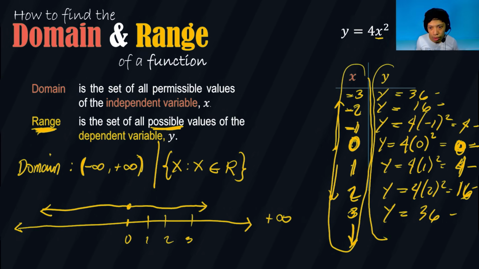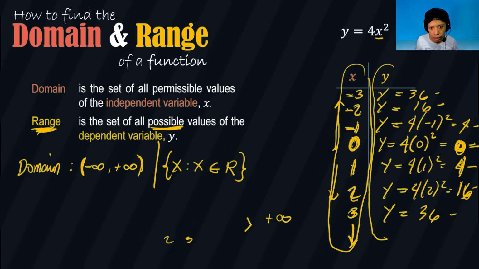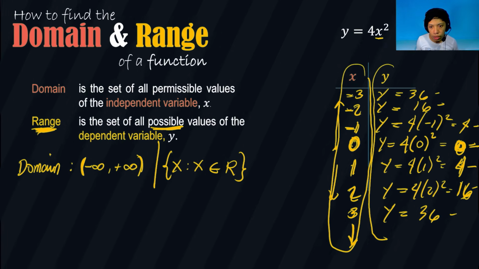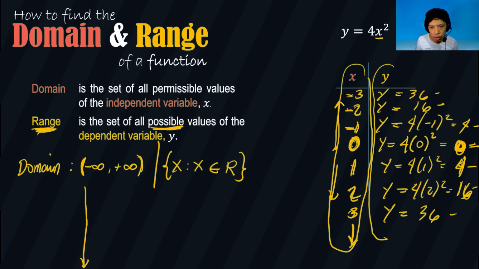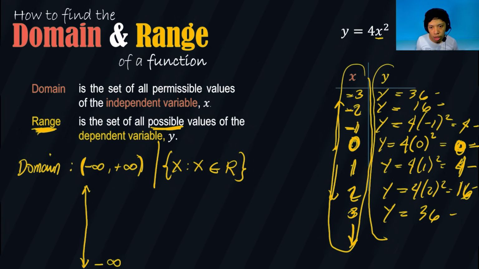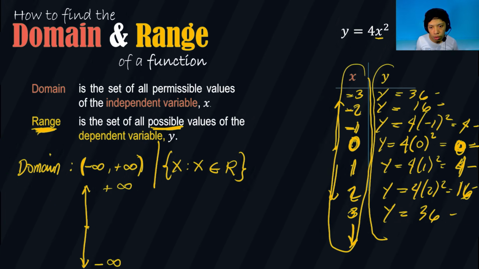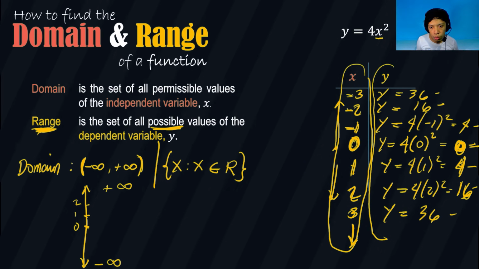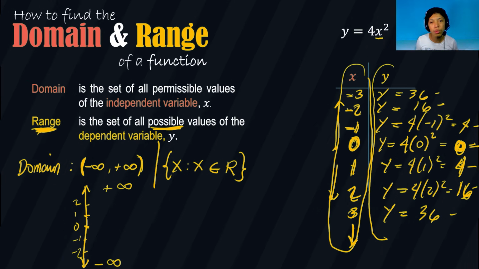Okay, wait, let me just erase this one. So, this is the y-axis, right? Y. Downward is negative infinity. Upward is positive infinity. Okay, this is 0, 1, 2. Here is negative 1, negative 2, and so on.